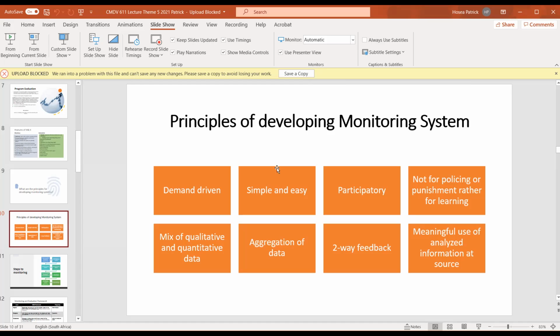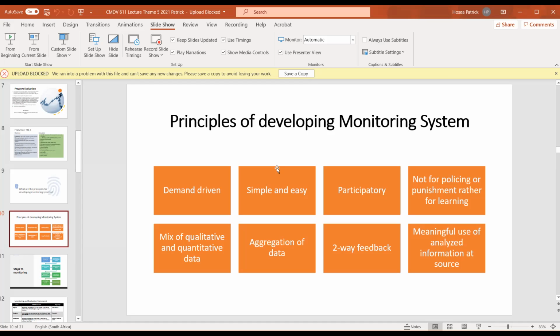No, the essence of monitoring is for you to learn. It's for us to learn from the activity, from the project activity as we go on. It's for us to learn. And then we'll talk about the idea of mixed method, mixed quantitative and qualitative data.